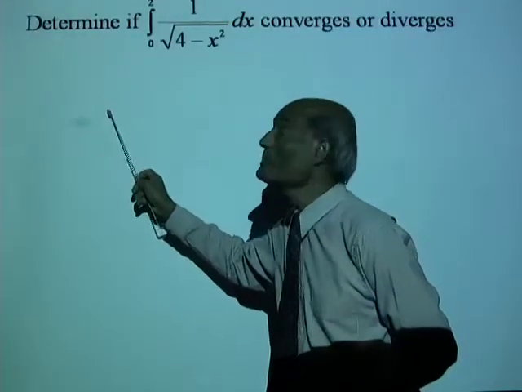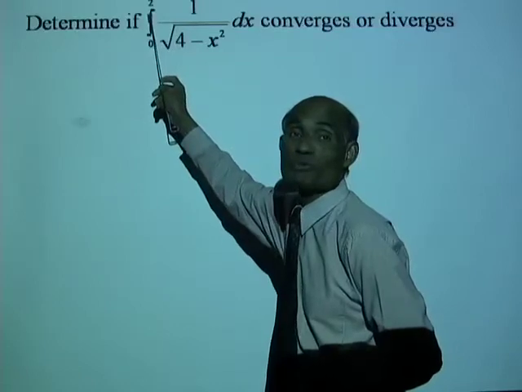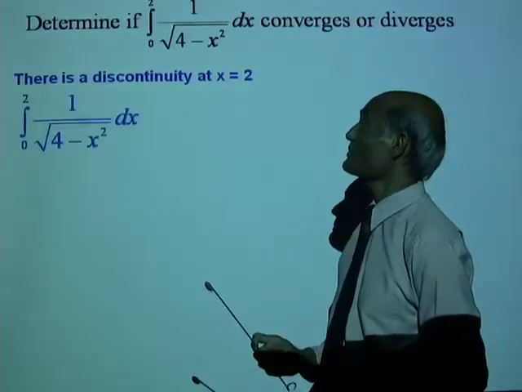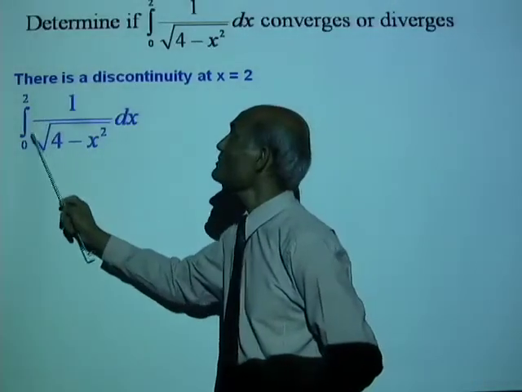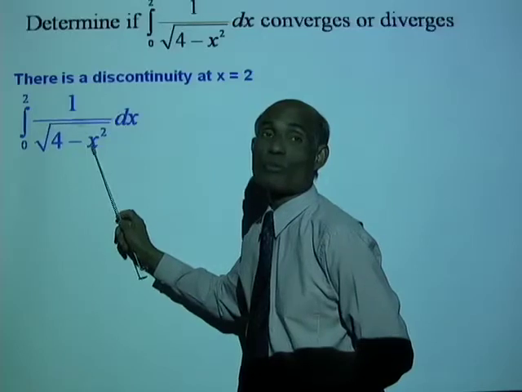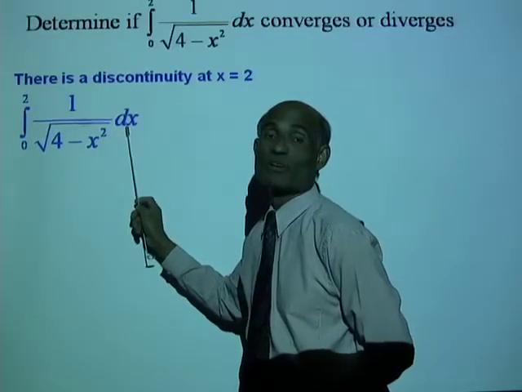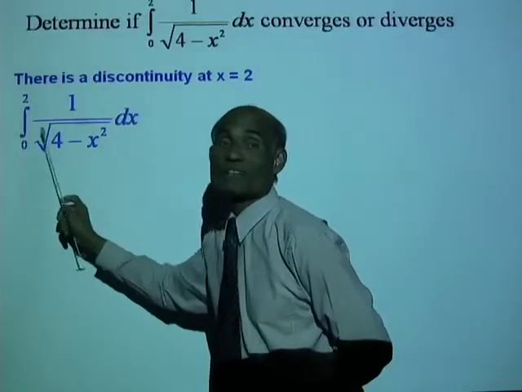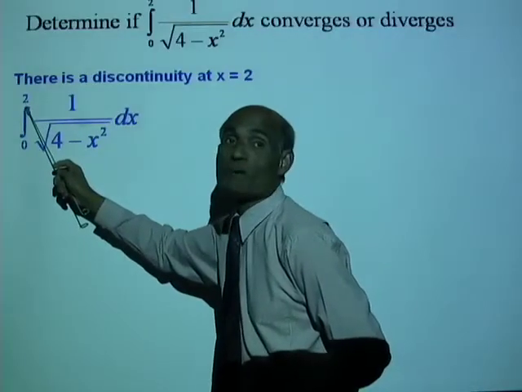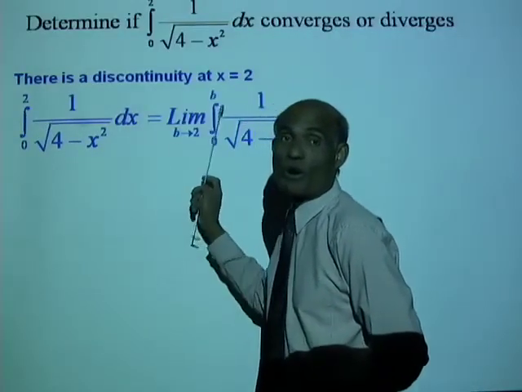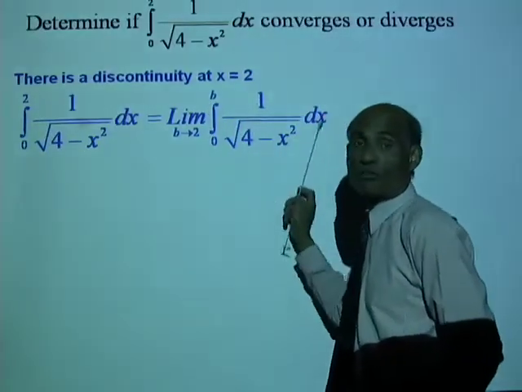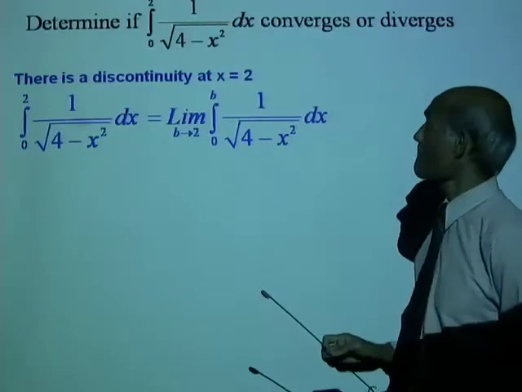Say limit b approaches 2. Is that right? So we have a discontinuity at x equal to 2. We will write integral 0 to 2 of 1 over square root 4 minus x squared dx. How do you write this as a limit now? It will be limit b approaches 2 of integral 0 to b of that quantity.